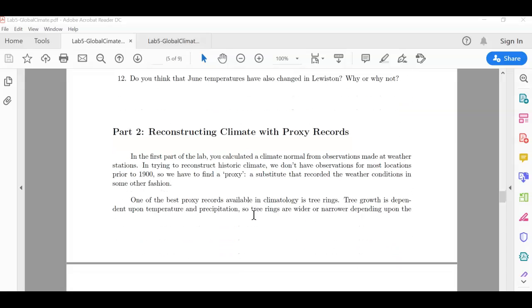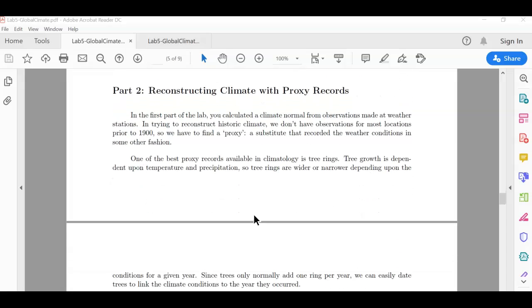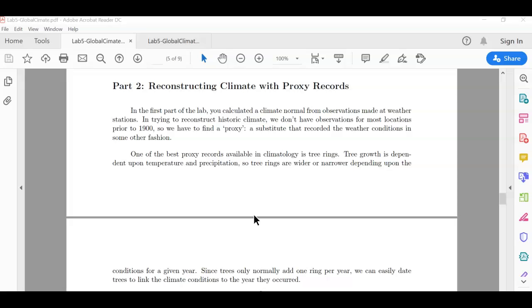All right, so now we move onward to part 2. Part 2, reconstructed climate with proxy records. Remember, proxy records are some sort of record from nature that gives us a way to not determine the specific temperature, but give a range of values based on what we are looking at.